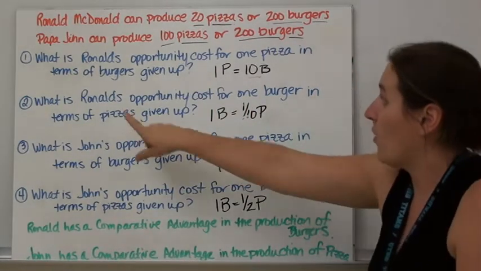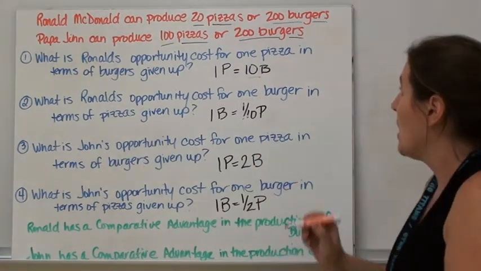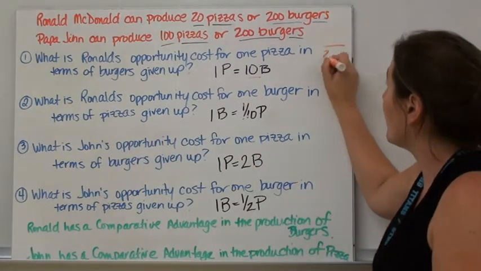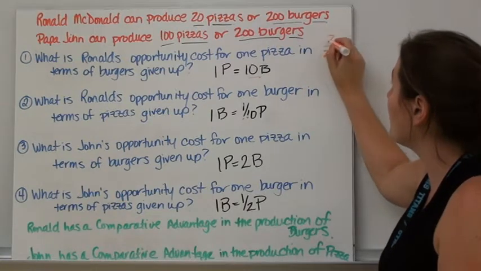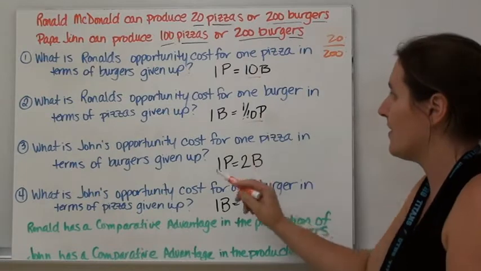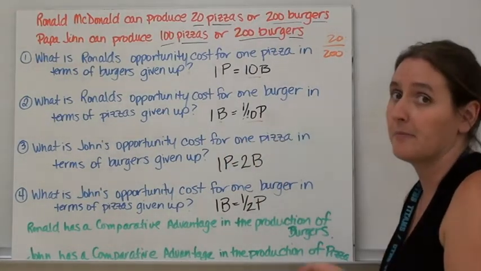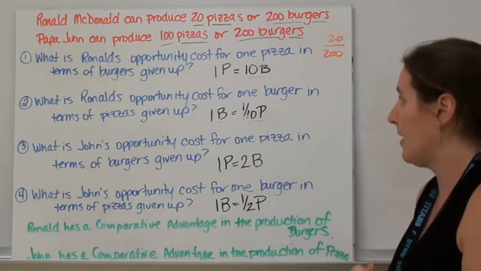All right. Now, what's Ronald's opportunity cost for 1 burger in terms of pizzas? So the units gained, 200 burgers. What did he lose? 20 pizzas. 20 divided by 200 is 1/10. So 1 burger costs Ronald 1/10 of a pizza. Make sense so far? Okay.